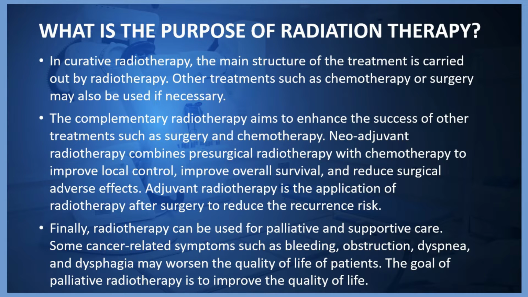In curative radiotherapy, the main structure of the treatment is carried out by radiotherapy. Other treatments such as chemotherapy or surgery may also be used if necessary. The complementary radiotherapy aims to enhance the success of other treatments such as surgery and chemotherapy. Neoadjuvant radiotherapy combines presurgical radiotherapy with chemotherapy to improve local control, improve overall survival, and reduce surgical adverse effects. Adjuvant radiotherapy is the application of radiotherapy after surgery to reduce the recurrence risk.